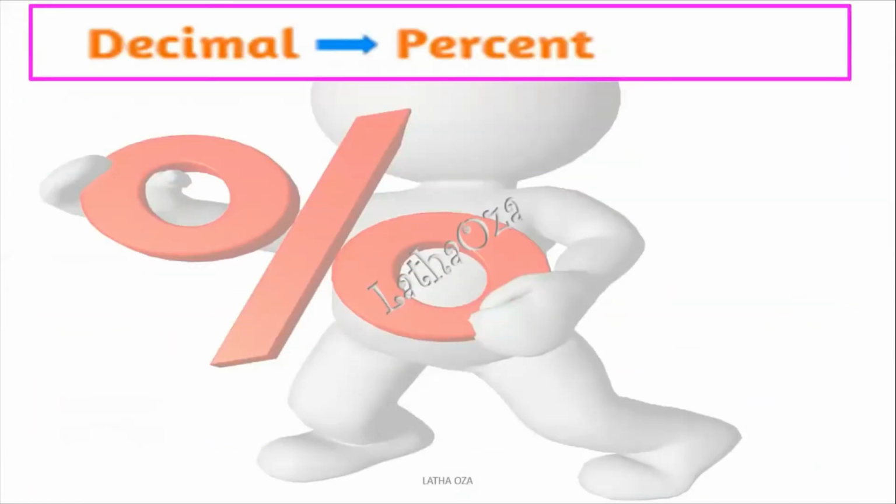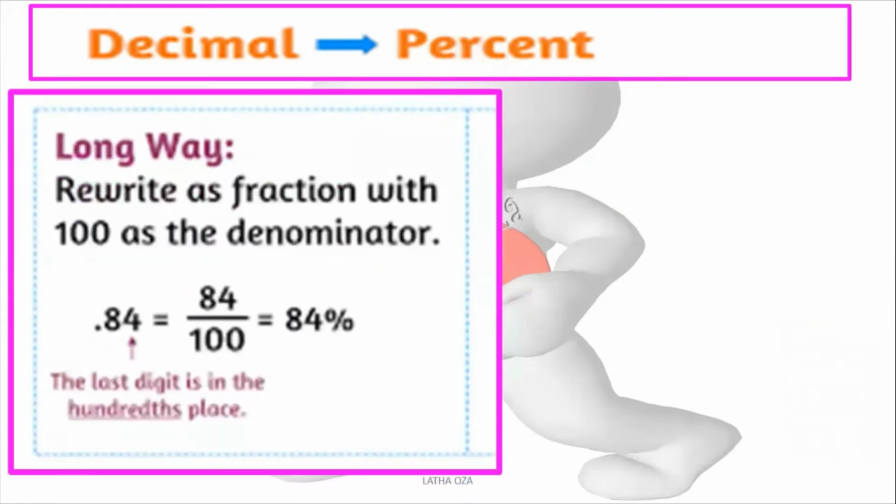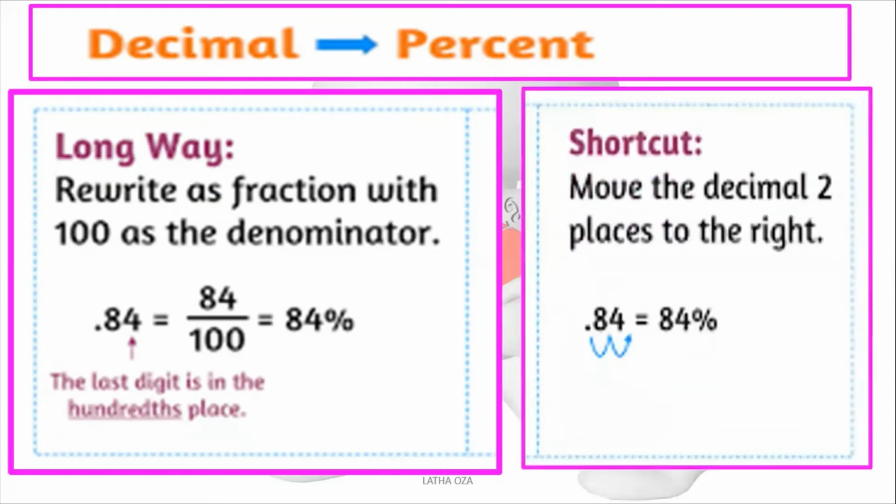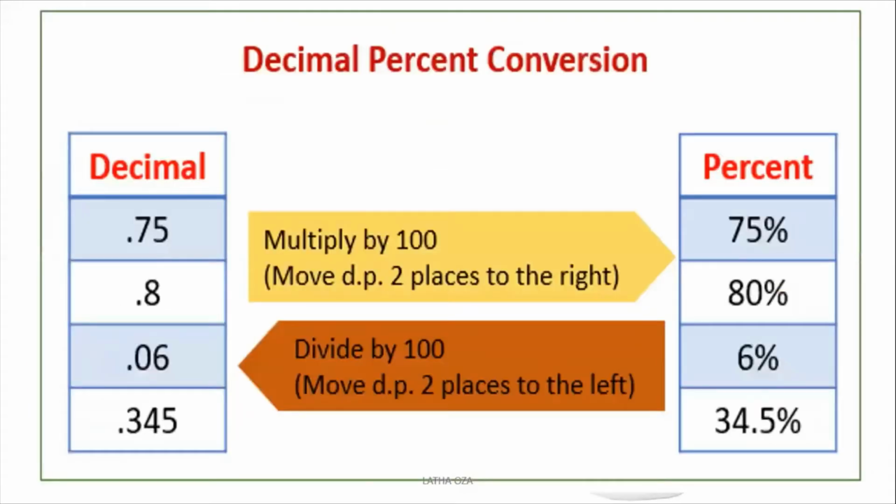If we want to convert decimal to percent, the long way is just rewrite the fraction with 100 as the denominator, and for example 0.84 is equal to 84 by 100 is equal to 84%, and the short way is just move the decimal 2 places to the right, that is 0.84 is equal to 84%.